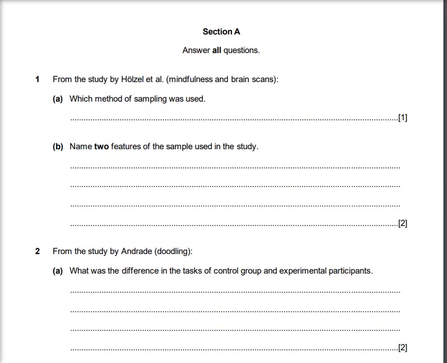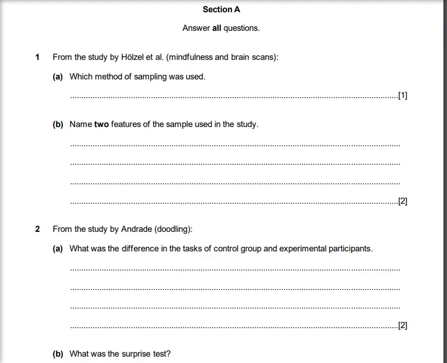First question, I think, will be from Holzel's study of mindfulness and brain scans. Which method of sampling was used? Name two features of the sample used in the study. Because this is important, like opportunity sampling, etc.